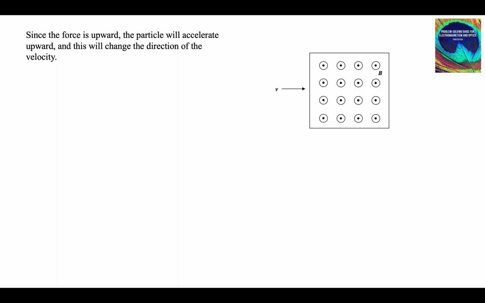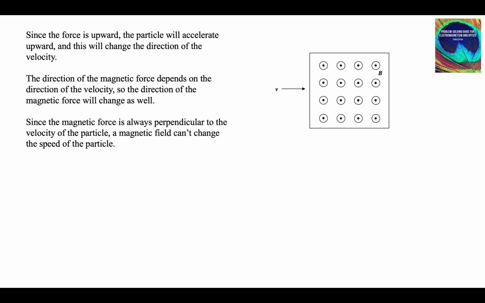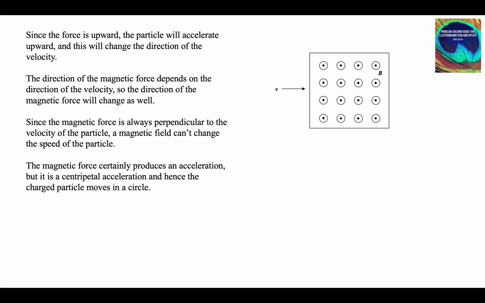This will change the direction of the velocity. The direction of the magnetic force depends on the direction of the velocity, so the magnetic force is going to change as well, because the direction of the velocity is changing. The magnetic force is always perpendicular to the velocity. It's pushing perpendicular to the velocity, which means it can't possibly speed it up. It can't change the speed, it can only change the direction. It produces an acceleration, but it's a centripetal acceleration. So the particle moves in a circle.